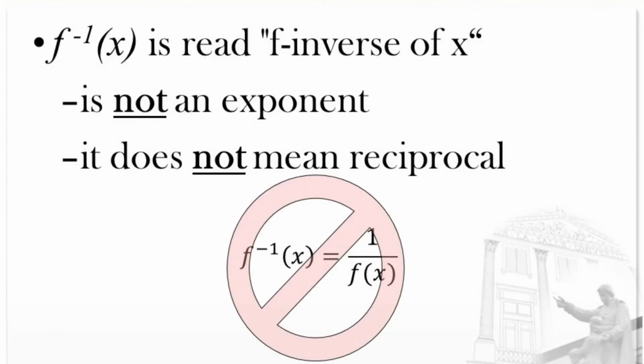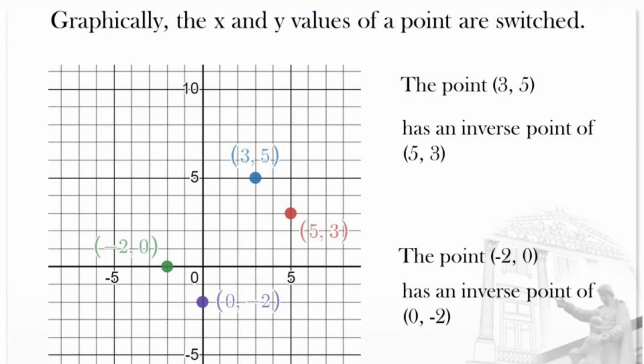The inverse function notation f inverse of x is not an exponent, and it's not a reciprocal. For example, the x and y values of a point are switched. So the point (3, 5) has the inverse point (5, 3). The point (-2, 0) has the inverse point (0, -2).